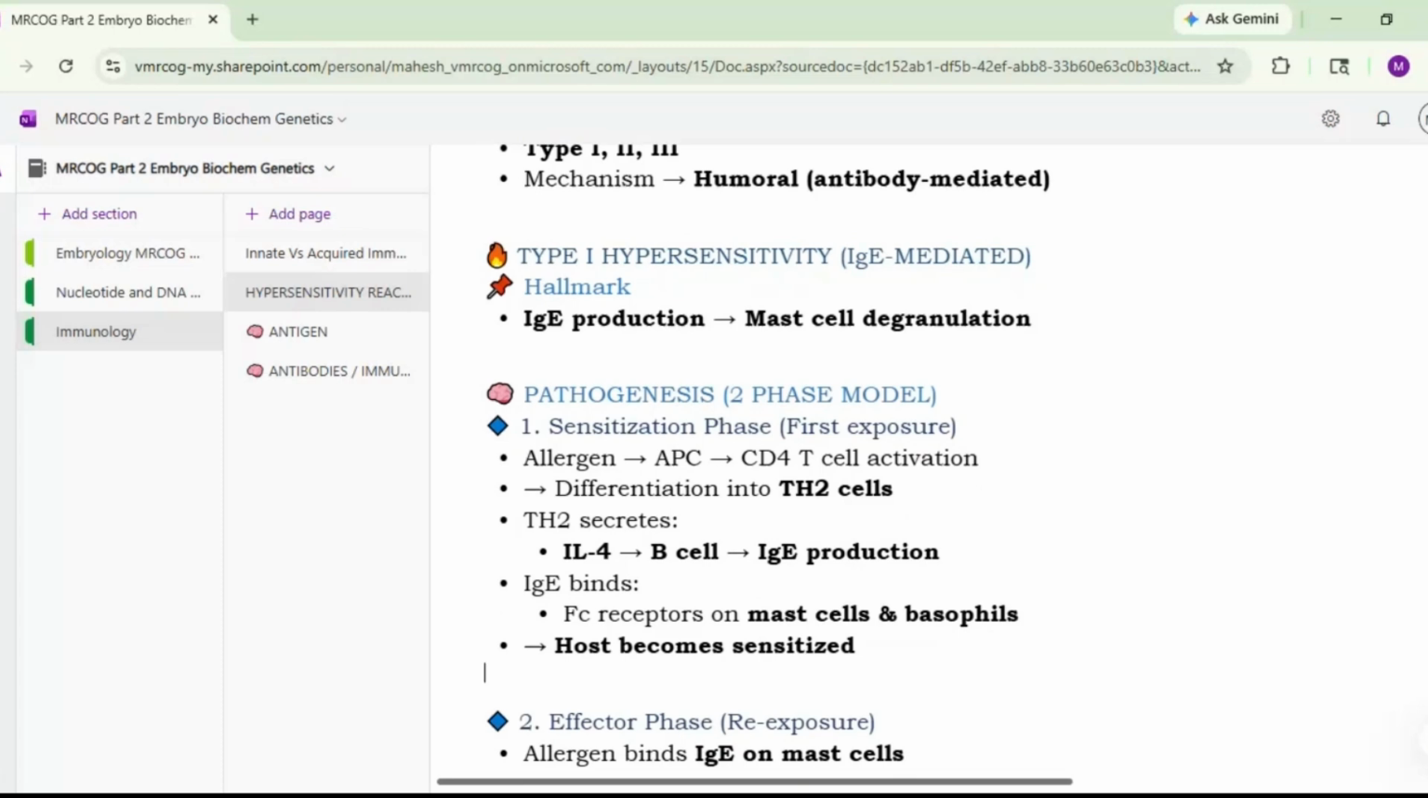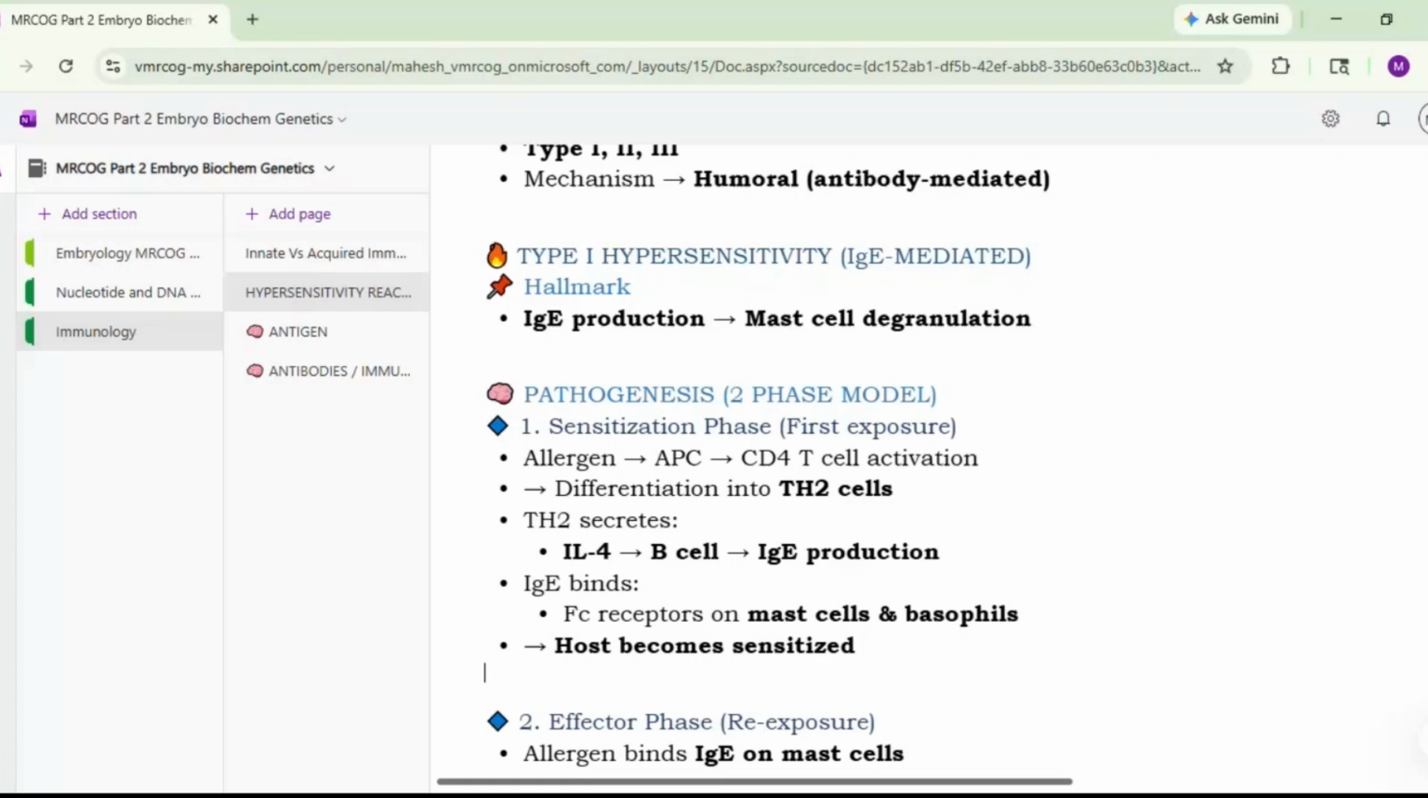There is an allergen. This allergen will be processed by antigen processing cells, and it will be presented to the CD4 T cells. These CD4 T cells will get activated, and they will differentiate into Th2 type of cells, T helper cell type 2. These Th2 cells will further secrete interleukin 4 that will activate B cells, which will lead to the production of IgE. These IgE antibodies bind to the Fc receptors on the mast cells and basophils, and the host will become sensitized.